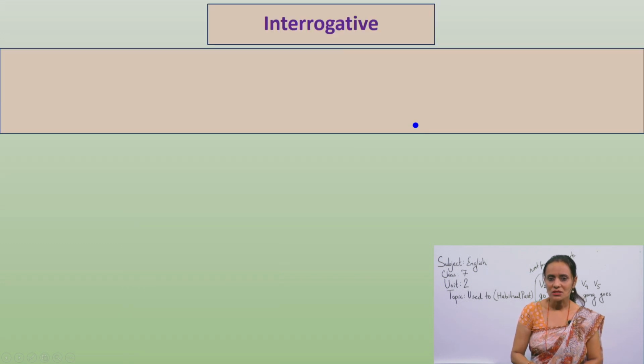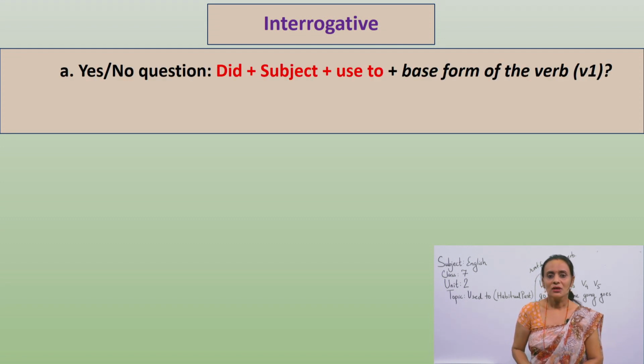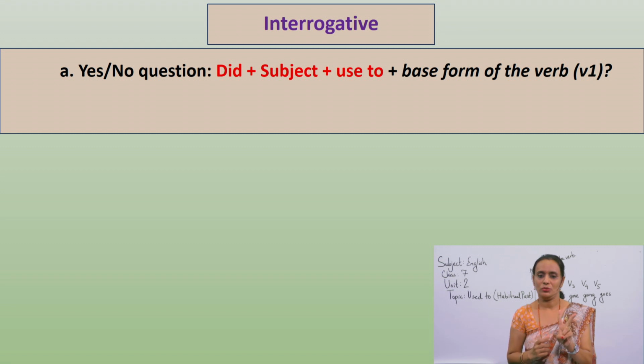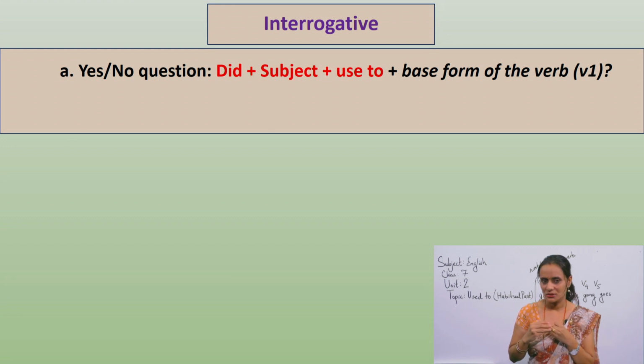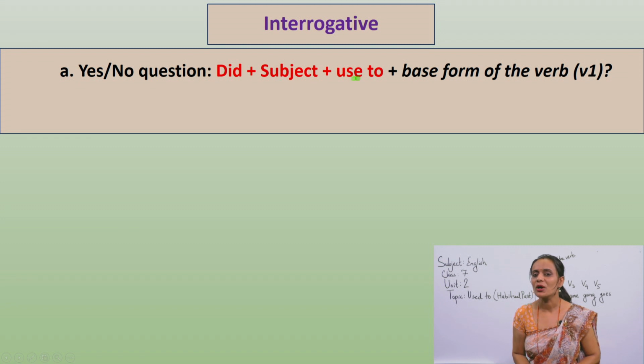Okay, now after this we have interrogative sentences. Now let's see the structure. First of all, we have ask no question. As I have already told you, we have two types of sentences here: ask no questions and WH questions. First of all, we have the structure of ask no question. What is it here? Just say it. Did plus subject plus used to plus base form of the verb.